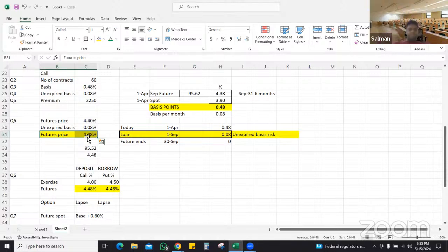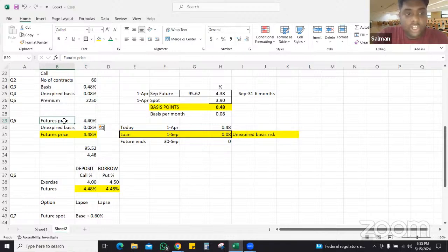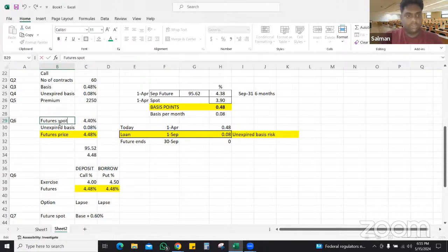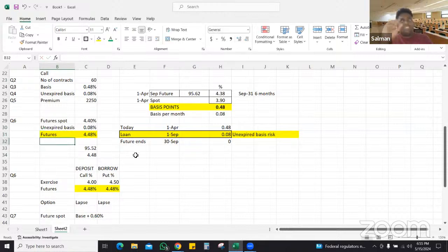No, see, guys, 4.4% is your future spot interest rate. And you know that on 1st of September, there is 1 more month to 31st of September. So between the spot rate on 31st of September and the futures price, there will be a 0.08% difference. So the spot rate is 4.4% on September 1st. The future spot rate is 4.48%.